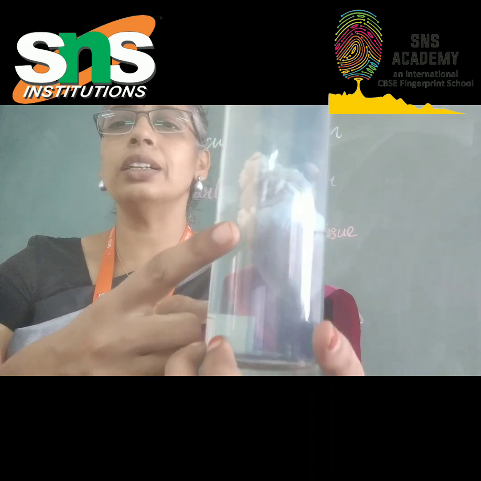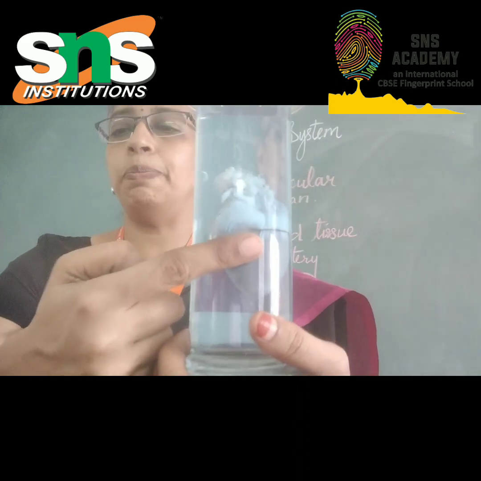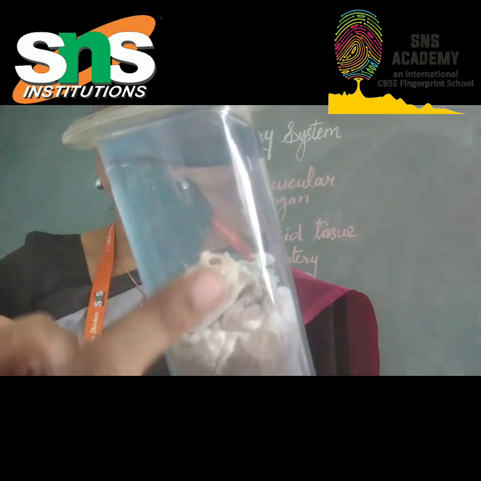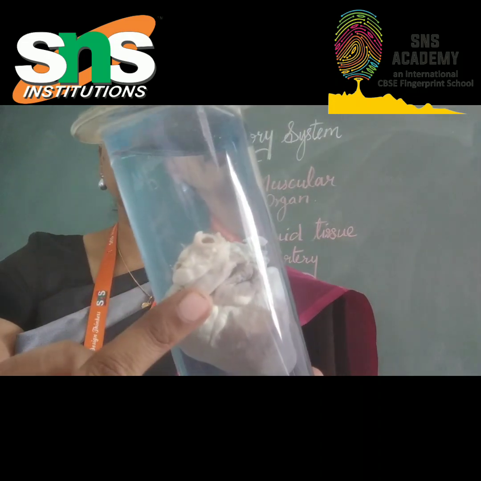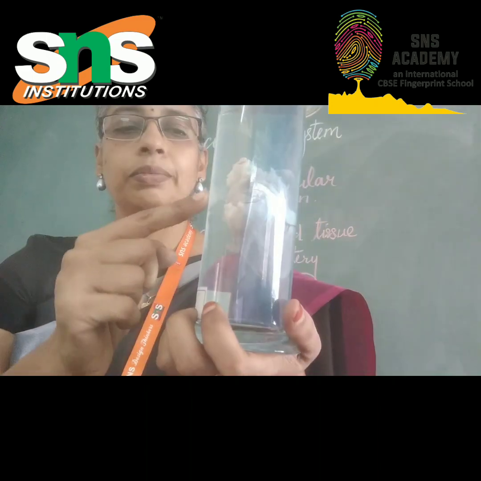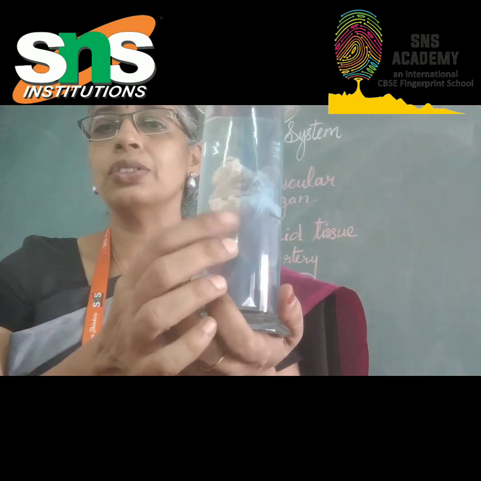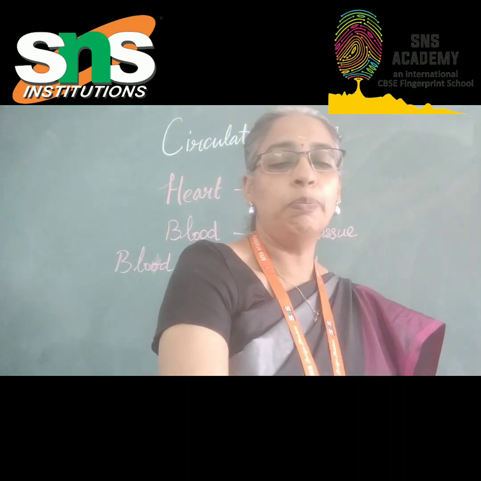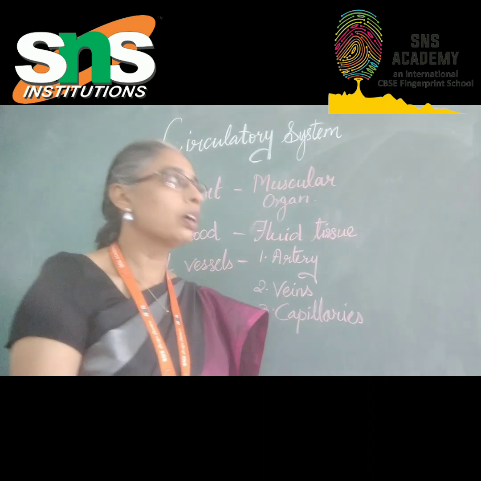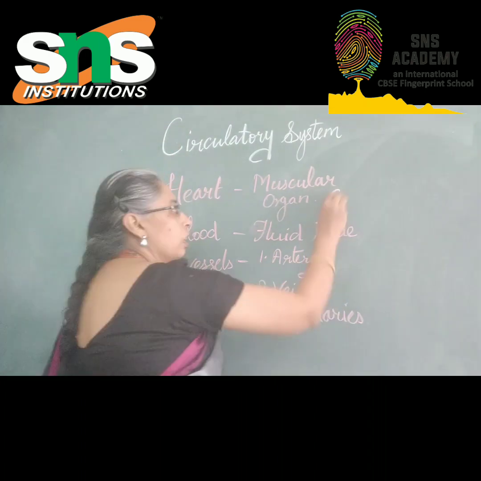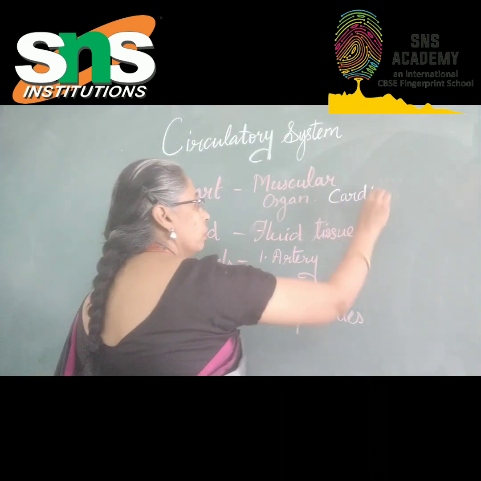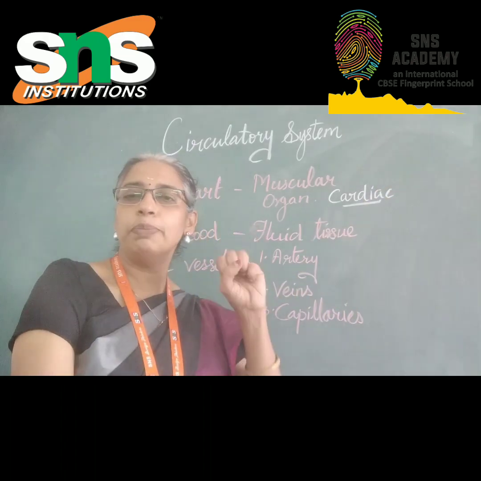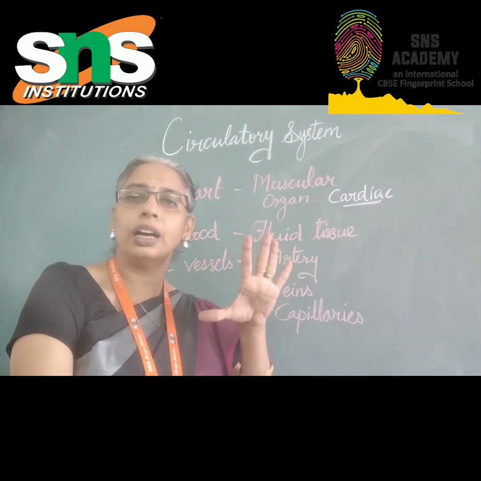Here I am going to show the specimen. This is a preserved specimen. This is actually the heart of a sheep. You can see the valves here. These are all the arteries that you can see here, and this is actually the organ. So the heart is made up of a special type of muscle called the cardiac muscle, which will help in the contraction and the expansion of the heart.